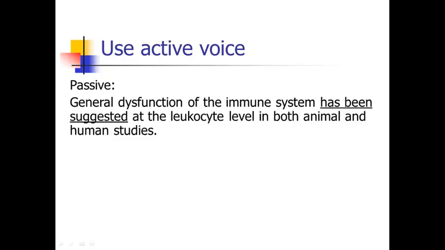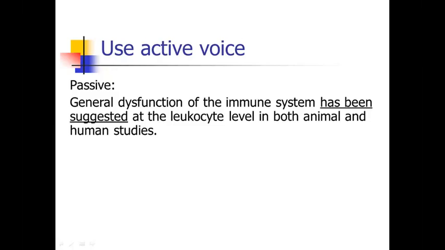So here's another example. It says, general dysfunction of the immune system has been suggested at the leukocyte level in both animal and human studies. Okay, so again, this one's a little bit more hidden, but if you look at it carefully, you can recognize it as passive voice because we've got the has been, that's the form of the verb to be, the suggested, and what's the object? What's being suggested is this dysfunction of the immune system. What's doing the suggesting in this case is the studies, the animal and human studies.